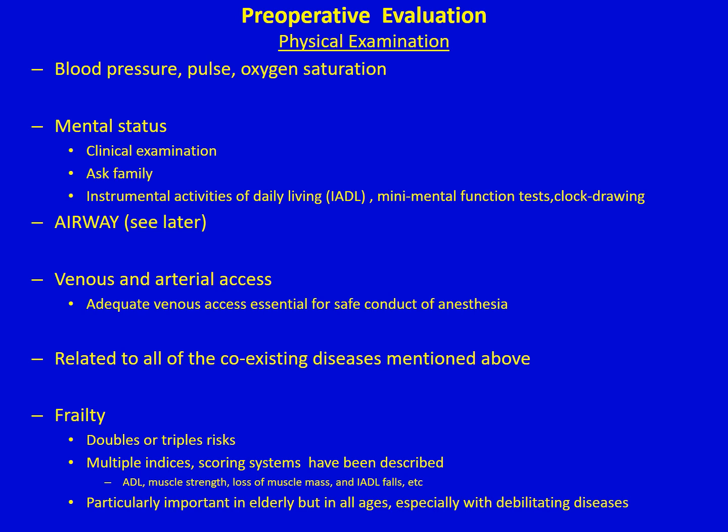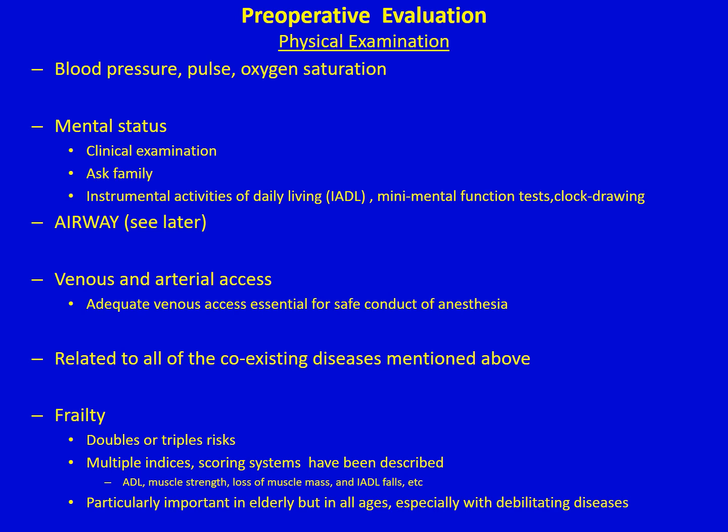Another important aspect is venous and arterial access. An adequate venous line is essential for the safe conduct of anesthesia, and this should be investigated prior to going to the operating room, and if a line has been placed, you need to assess how adequate it is. You need to evaluate clinical physical exam as it relates to all of their coexisting diseases that we mentioned before.